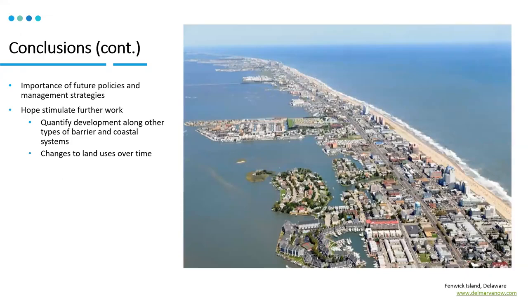This study emphasizes the importance of future policies and management strategies, especially along the East Coast of the United States. With this study, we really hope to stimulate further work. I would really like to continue quantifying development along other types of barrier and coastal systems, including other barrier features such as tide-dominated or spit features. And it is important to note that we would like to continue to monitor changes in land use over time.